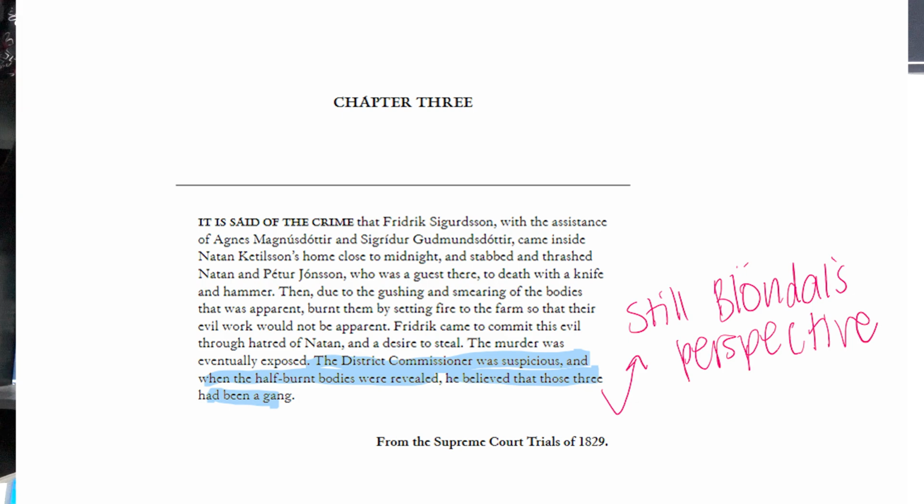And the wording here is so important. He believed that they had been a gang. He didn't know. He doesn't have evidence. That's just what he believes. And it really goes to show the power that he has, because he is able to exert that as being fact almost.